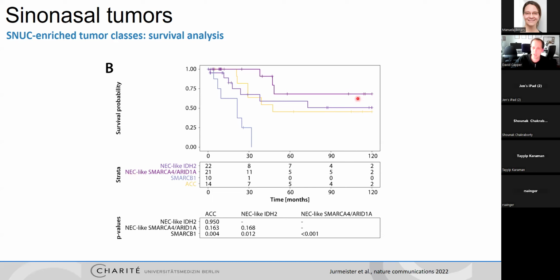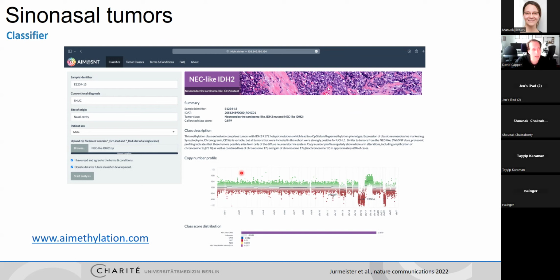And also for this, a machine learning classifier was generated by colleagues from the Ludwig Maximilians University in Munich, and is still being hosted there, and can just be tested, and you can upload data for free. Again, it's the same principle. There's a request for data donation, if that is possible, depending on where you're coming from.